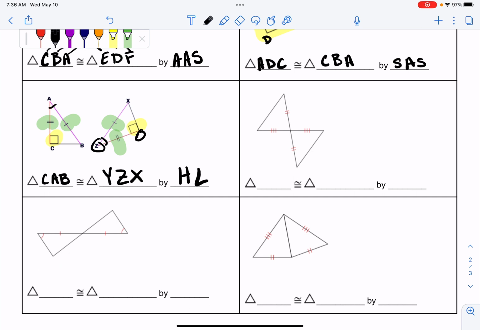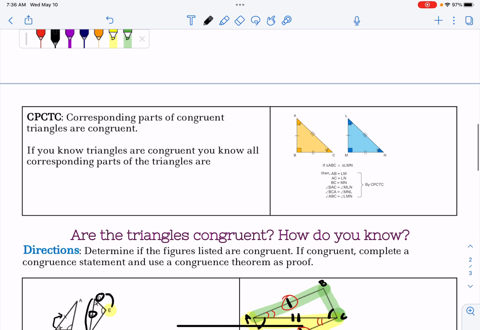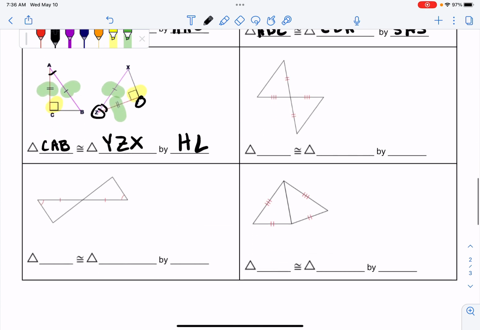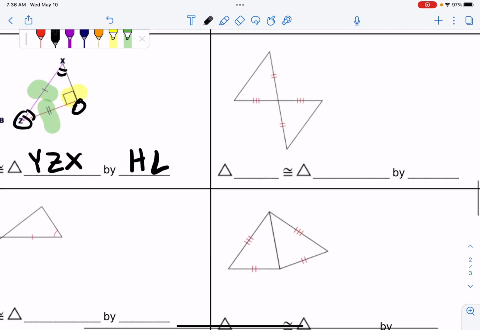Once I know that the triangles are congruent, then I know corresponding parts of congruent triangles are congruent, which is just telling you, once you know the triangles are congruent, you know that all parts of those triangles are congruent. So even though hypotenuse leg didn't tell me anything about the angles, I now know that all of the angles are also congruent.